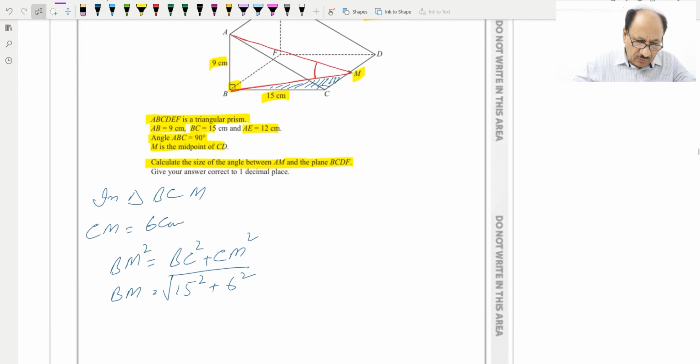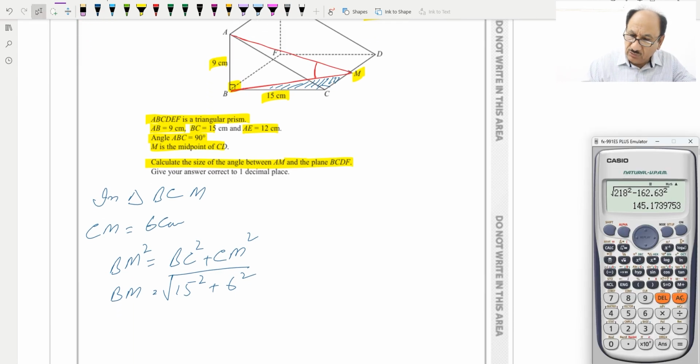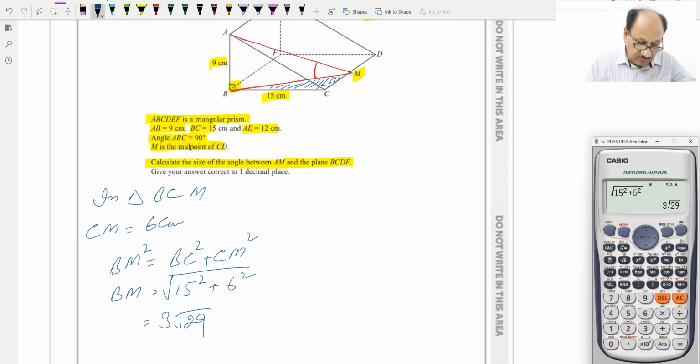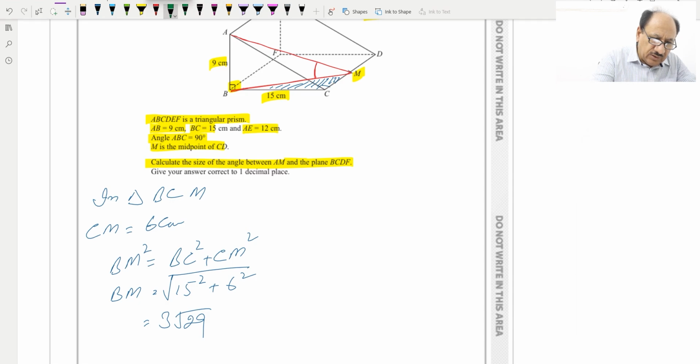And now we can use the calculator. So the square root of 15 squared plus 6 squared is equal to 3 square root of 29. So this is what we got with the help of the calculator. And now we have BM, so we can consider triangle ABM.